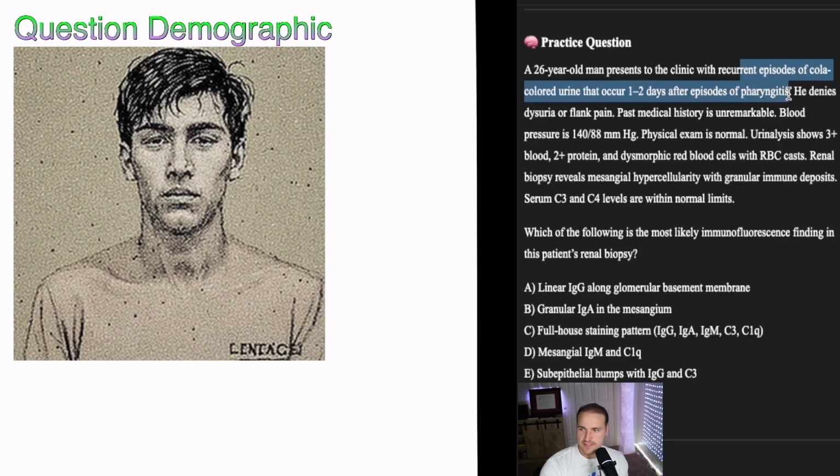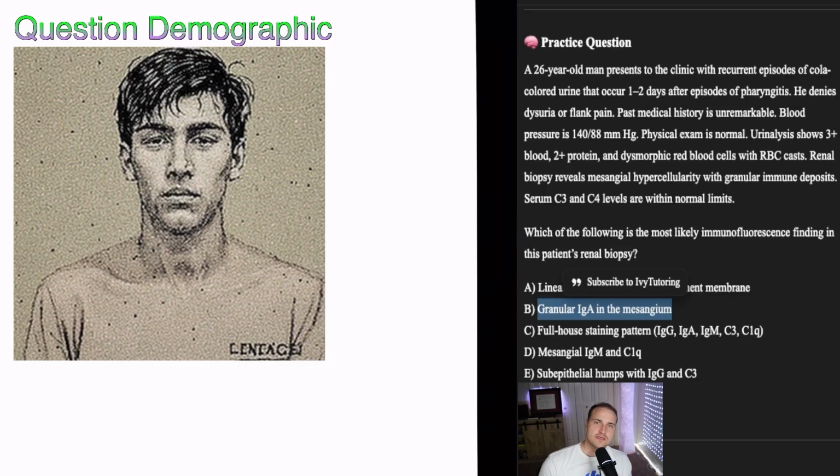After episodes of pharyngitis, he denies dysuria or flank pain. Past medical history is unremarkable. Blood pressure is 140/88. Physical exam is normal. Urine analysis shows 3+ blood, 2+ protein, and dysmorphic red blood cells. Renal biopsy shows granular immune deposits in serum. C3 and C4 are normal. Okay, this is IgA nephropathy.